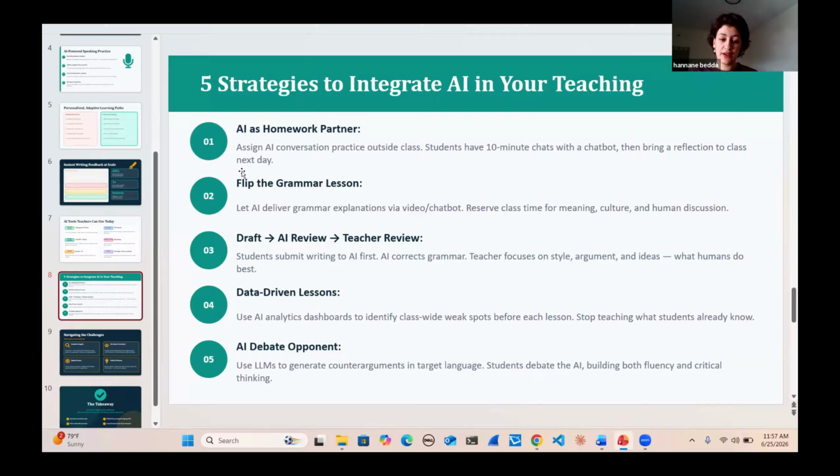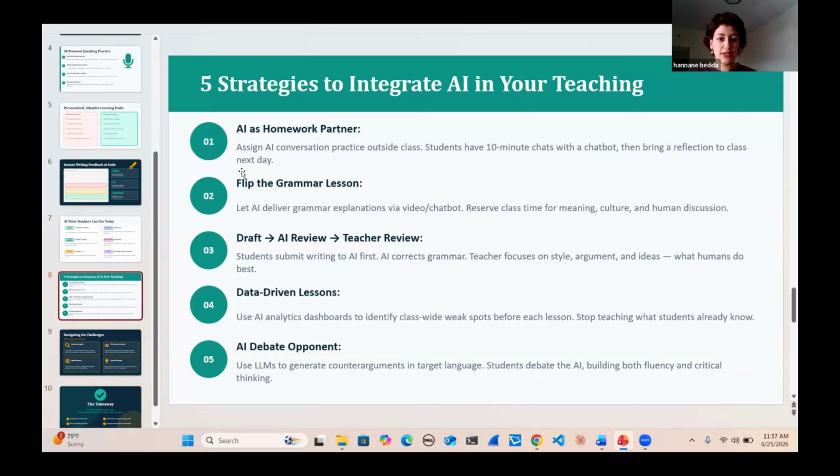Then we have data-driven lessons. The teacher can use an AI analytics dashboard to identify class-wide weak spots before each lesson. Stop teaching what students already know.